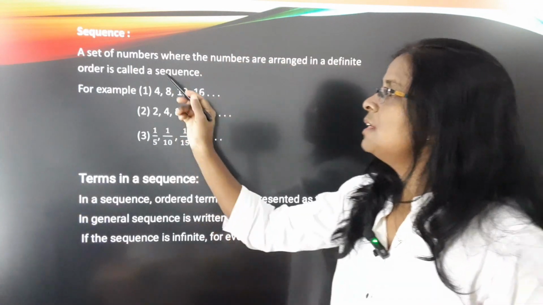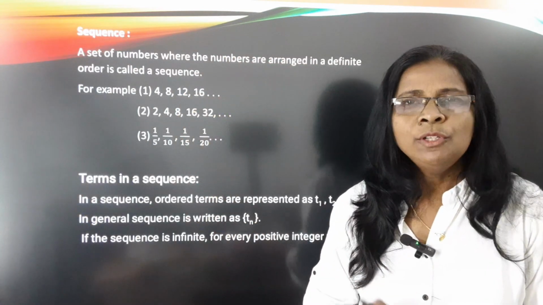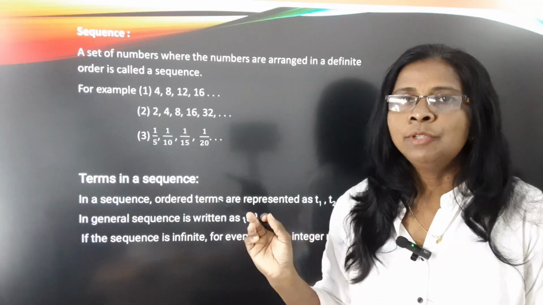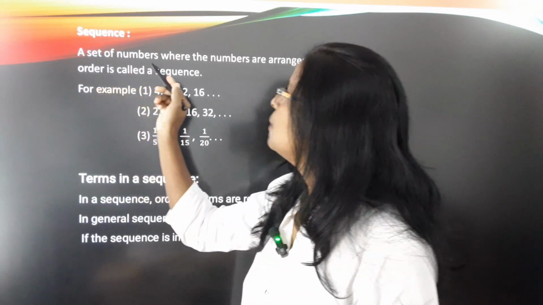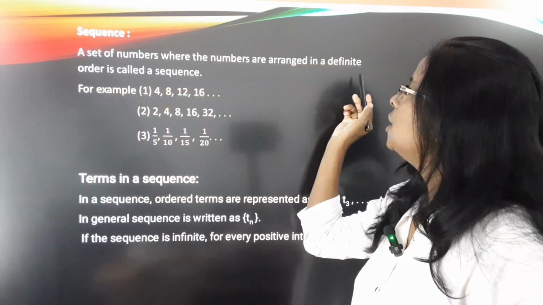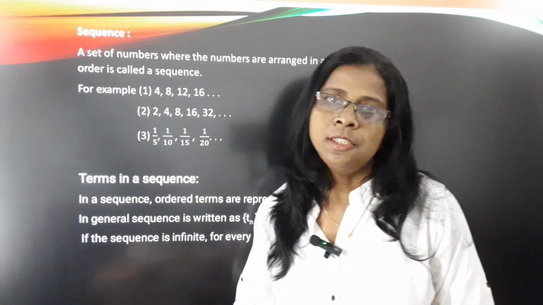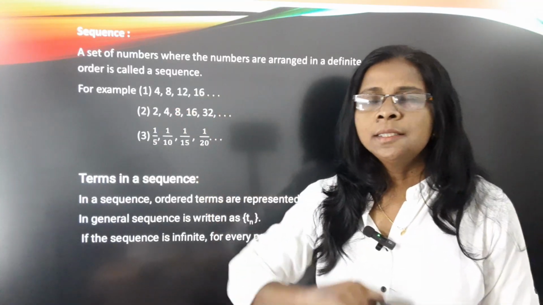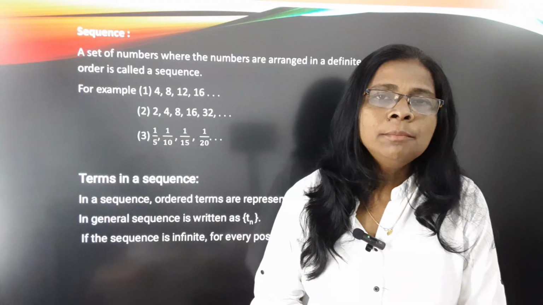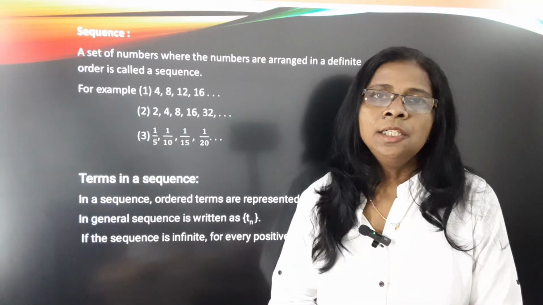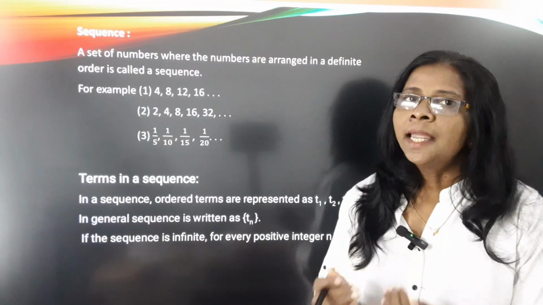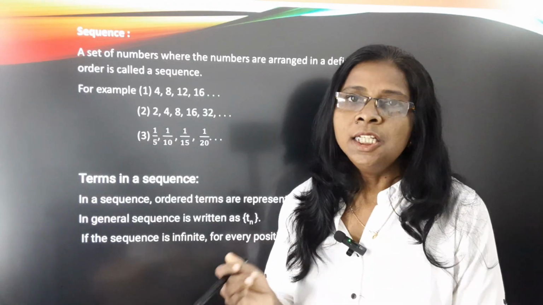Now here, first we have to define the sequence. We know very well what a sequence is, but here we define it: a set of numbers where the numbers are arranged in a definite order is called a sequence. So there is a series of numbers, but if the numbers are arranged in a definite way, then we can say that it is a sequence.